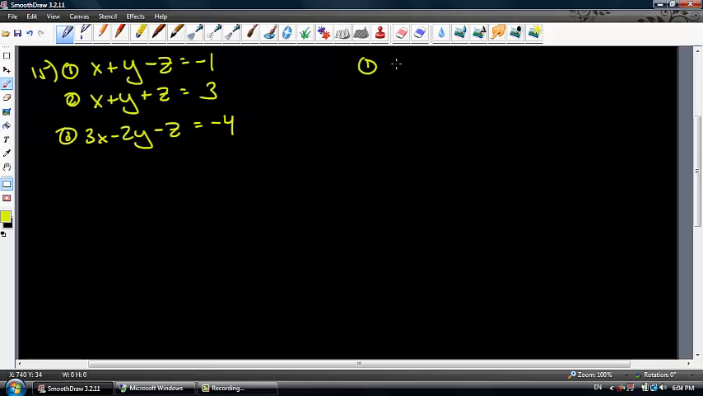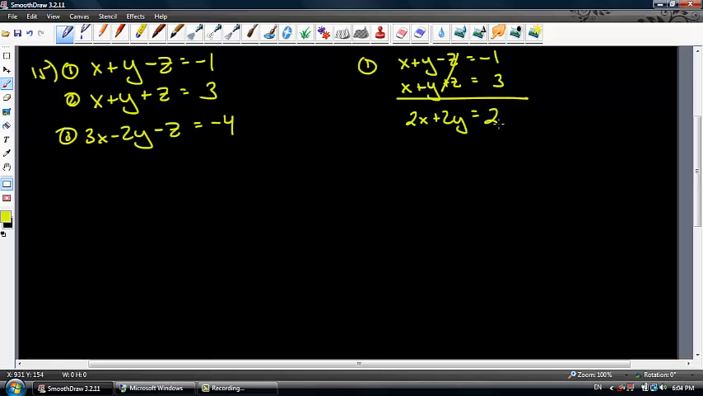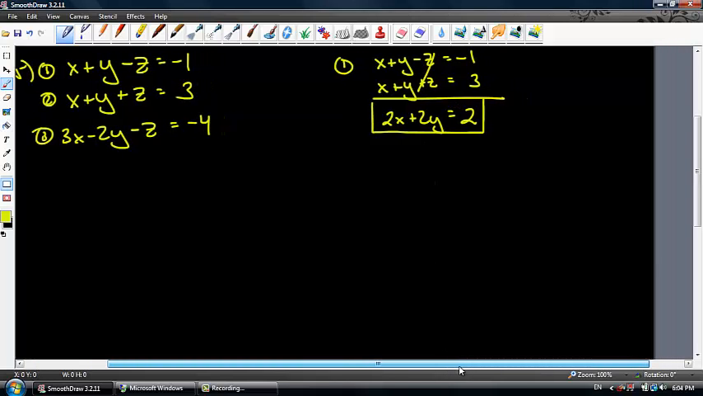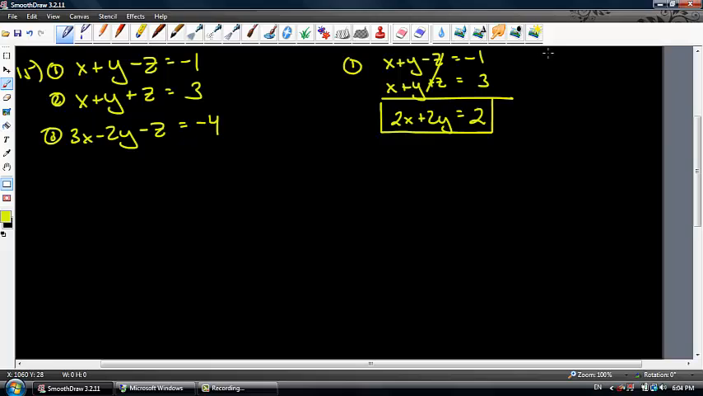In order to eliminate z, I'm going to choose equations 1 and 2. So that's x plus y minus z equals negative 1, and then x plus y plus z equals 3. I'm going to eliminate the z's and add downward normally. So I got 2x plus 2y equals 2. Once I get that equation, I'm just going to save it and keep it there for a little bit because I'm going to use it later.